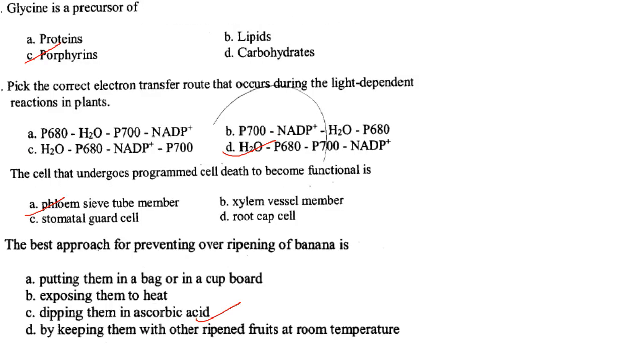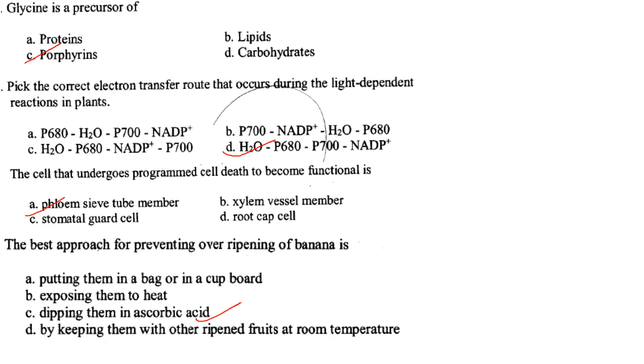Next one. Glycine is a precursor of. So glycine acts as a precursor for several key metabolites of low molecular weight such as creatine, glutathione, heme, purines and porphyrins. So glycine is a precursor of porphyrins as per this option, because in the option it is given porphyrins.